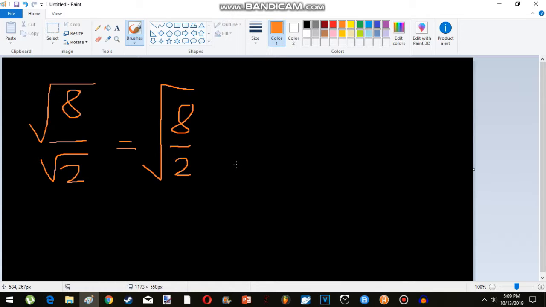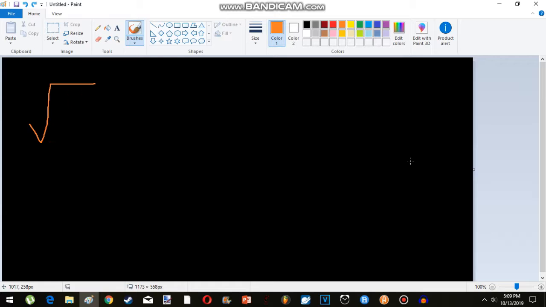So now, it looks easier. And it is actually. So what's 8 over 2? That's 4. Don't forget the square root. Now, 4, as we know, is 2 squared. I assume you know. You better know. So we can now say it's 2, because square root of 4 is 2. Alright, that was pretty easy, right?